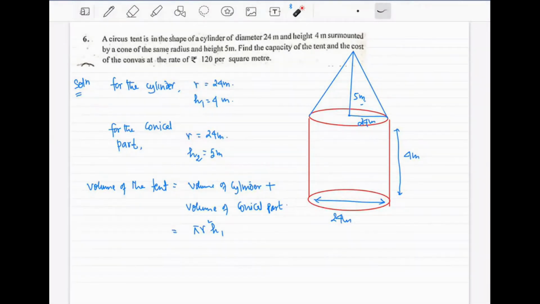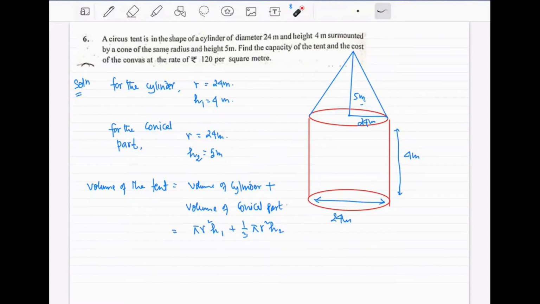That's enough. And volume of the conical part, what's the formula? 1 by 3 pi r square h2. Different height, right? That's why I'm writing the h2. h2 is from the conical part.